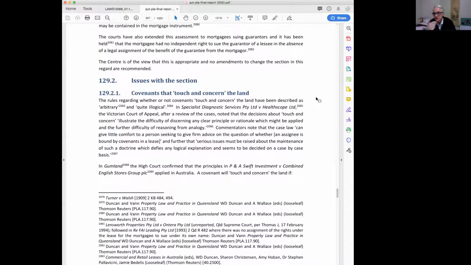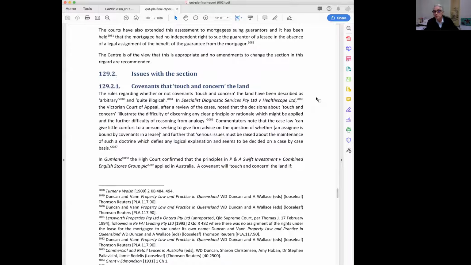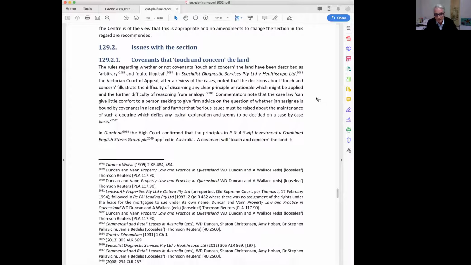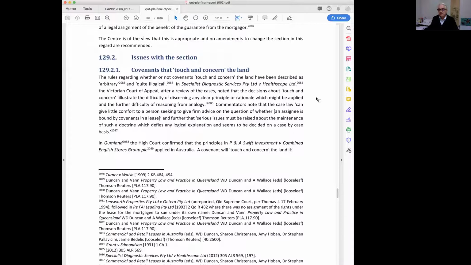You can see there that this idea of touch and concern, this is on page 637 of the report, the rules regarding whether or not covenants touch and concern the land have been described as arbitrary, quite illogical, for example, and there's reference there to a Victorian Court of Appeal decision in 2012 looking at these matters.